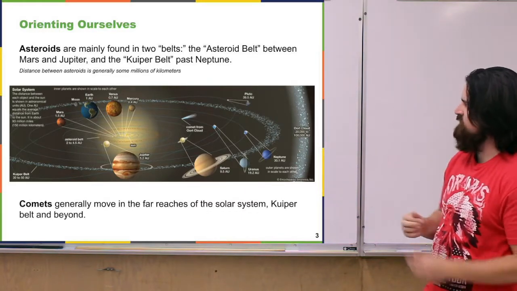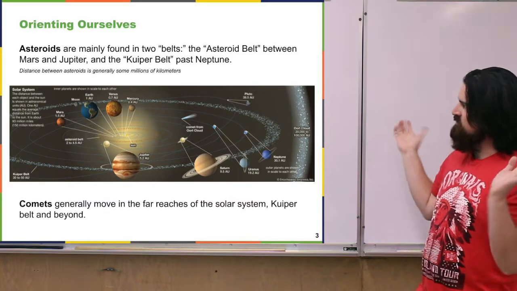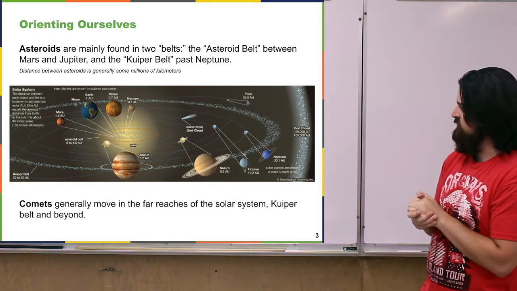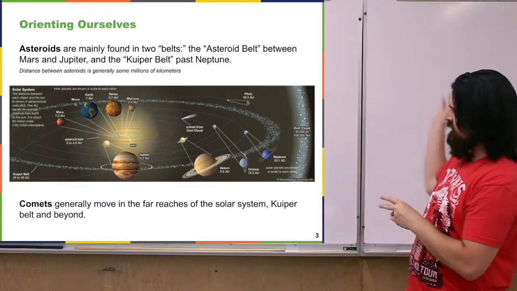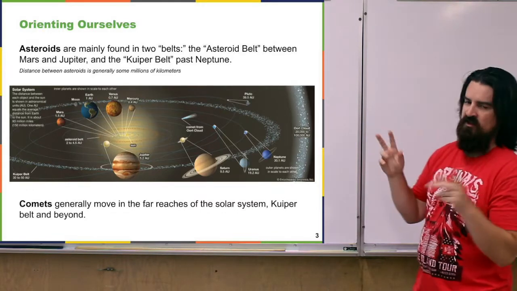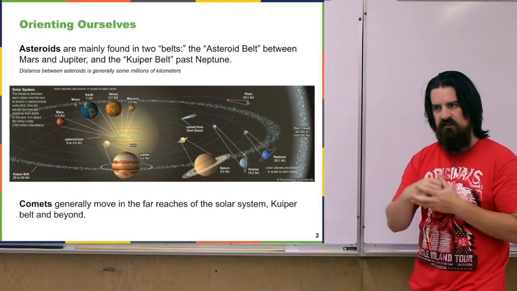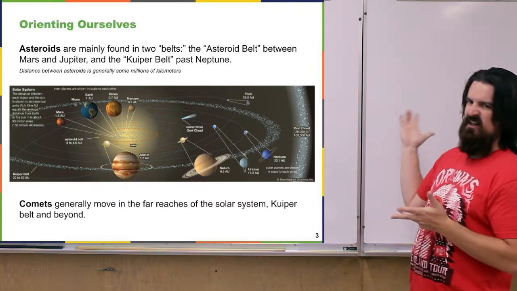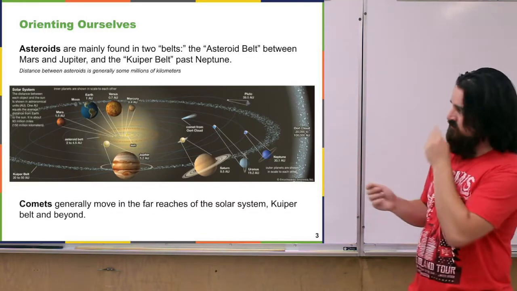There are also asteroids in the further reaches of the solar system, but when you get very far out, like past Neptune, a lot of those objects are not necessarily asteroids, which are more rocky, and they're more like ices, which are generally more like comets.